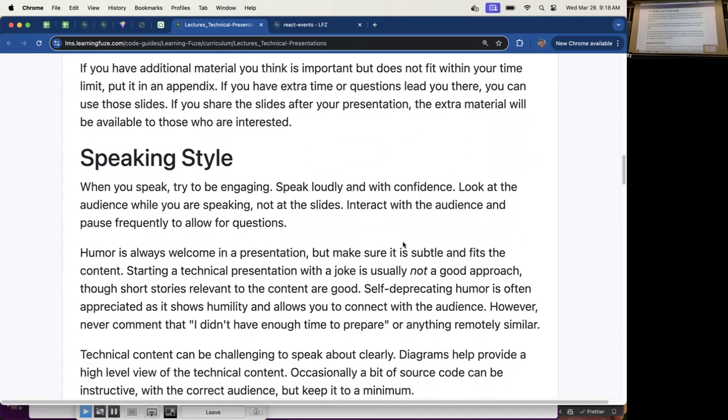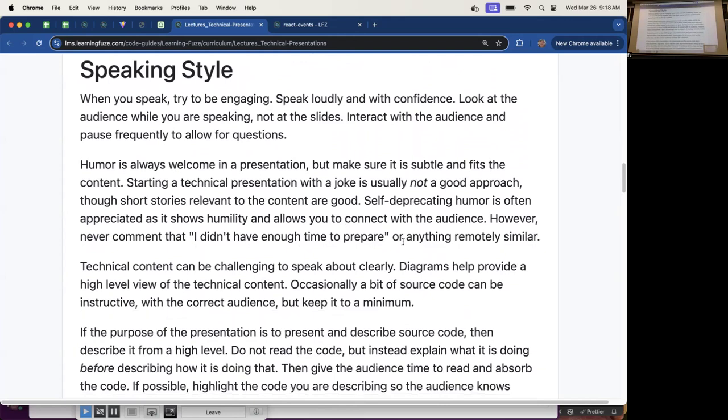So I'm going to switch now and talk about speaking style. What do you do when you speak? Obviously, the most important thing when you speak is to be engaging. It doesn't matter how good your content is, if you're putting people to sleep with the way that you speak, you're not going to have a good experience. I'm going to do this a little bit out of order here because these thoughts come to my mind.